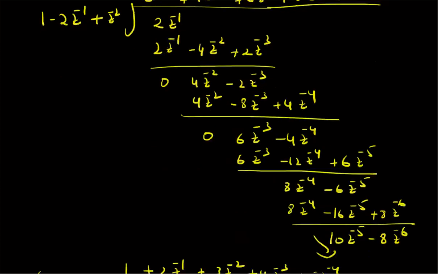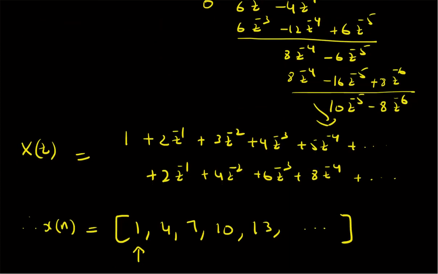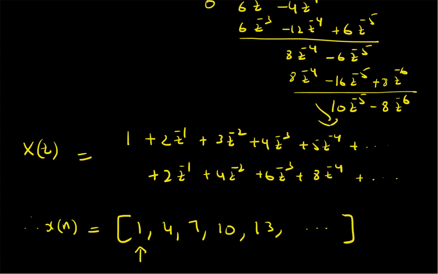So the combined x of n, that is the inverse Z transform, is the combination of these two power series. So it can be obtained from the combination of these two power series. So the first part is 1, 2, 3, 4, 5. Second part is 0, 2, 4, 6, 8 and so on. So when we combine them, we get 1, 4, 7, 10, 13 and so on. That is the causal signal, which is the inverse Z transform of x of z.